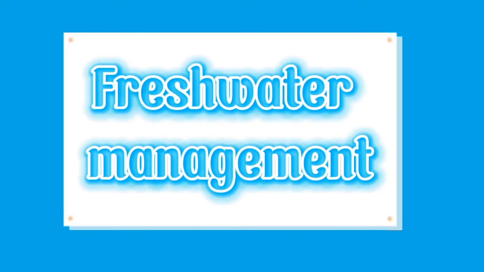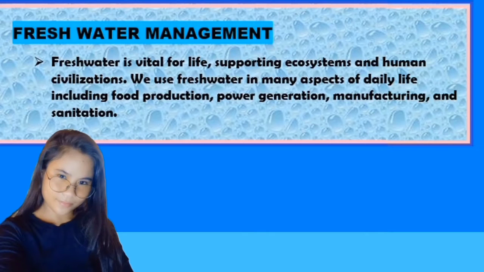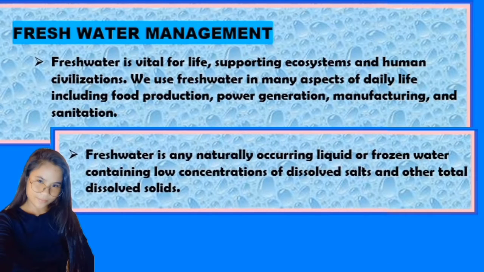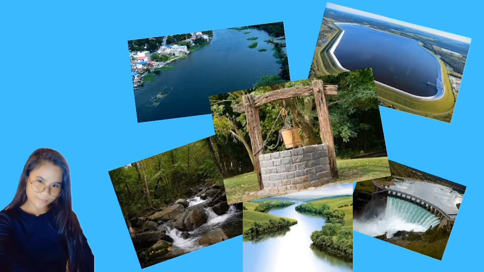Freshwater management. Aside from drinking, people have many other uses of water, such as for manufacturing, agricultural, and domestic uses. Fresh water is vital for life, supporting ecosystems and human civilizations. We use fresh water in many aspects of daily life, including food production, power generation, manufacturing, and sanitation. Fresh water is naturally occurring liquid or frozen water containing low concentrations of dissolved salts and other total dissolved solids. Rivers, creeks, lakes, ponds, and streams are all freshwater habitats.